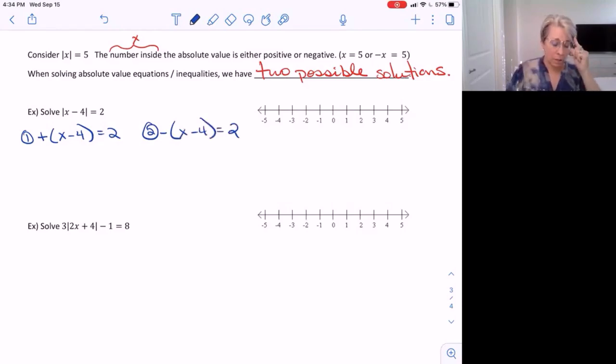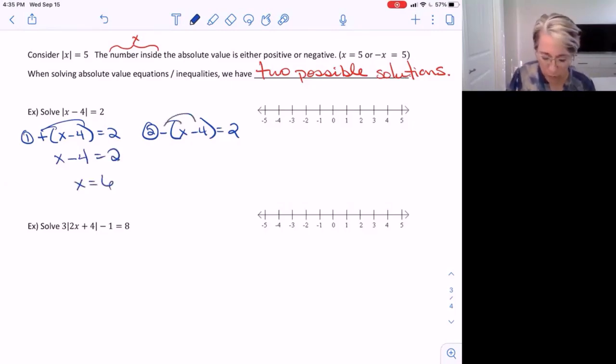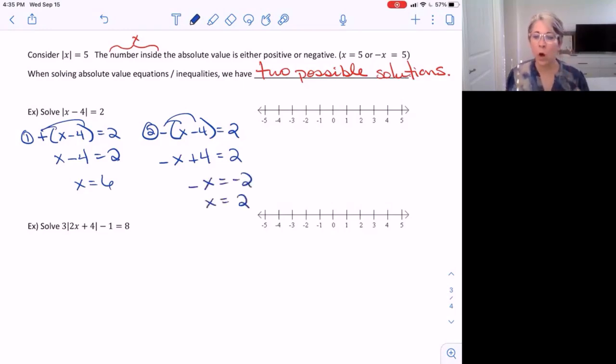So in the first possibility, when we distribute a positive 1, nothing changes, right? So if we add 4 to both sides, we get x equals 6. Great. On the second one, when we distribute that negative, we get the opposite of x plus 4 equals 2. Subtract 4 from both sides, we get the opposite of x equals -2. Therefore, x equals a positive 2. So we only have 2 solutions. We have 2, and way over here, we have 6.